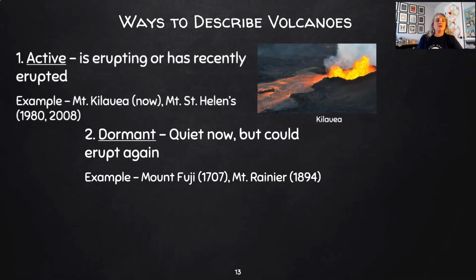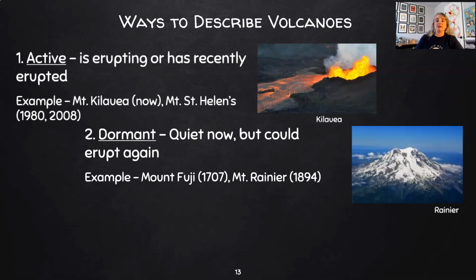A volcano can also be termed as dormant, which means it's quiet now but could erupt again. So Mount Fuji erupted in 1707. It is considered a dormant volcano, that it could still erupt again. Mount Rainier, which is by Mount St. Helens, the last time it erupted was 1894, but it could erupt again.